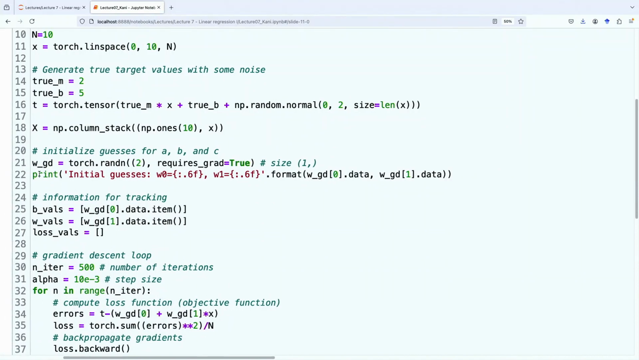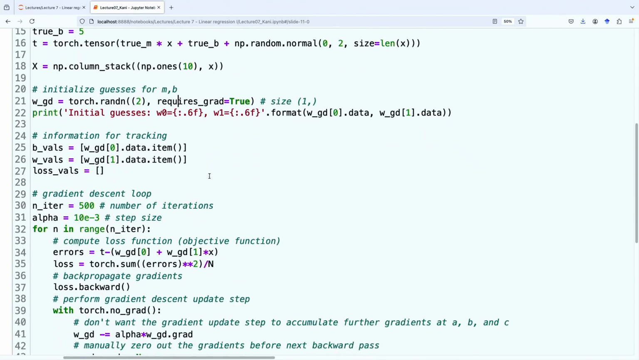For the two parameters, w, we simply initialize them to some random numbers, but also we set the variable that it requires the gradient equal to true, right? That's the most important thing. That's how you tell Python that you want to calculate the gradient later.